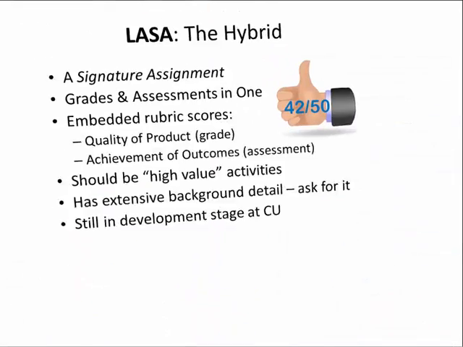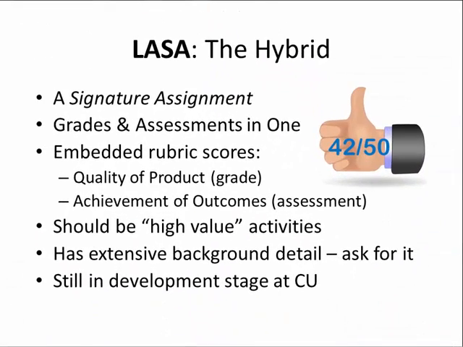The LASA is a particular use of the rubric tool. As we said before, this hybrid uses a signature assignment to both grade a student's performance and assess achievement of learning outcomes. In order to get the best measurement for assessment, these should be used on high-value activities. It is unlikely that students will expend much effort on a 4 or 5-point activity if the course is worth 1,000. However, students will tend to give their best efforts if the signature assignment is worth a significant portion of their total grade.